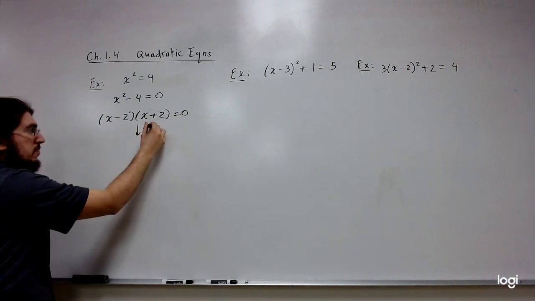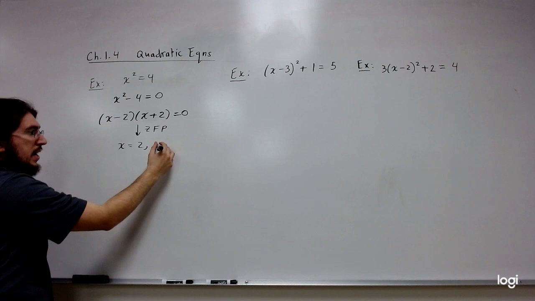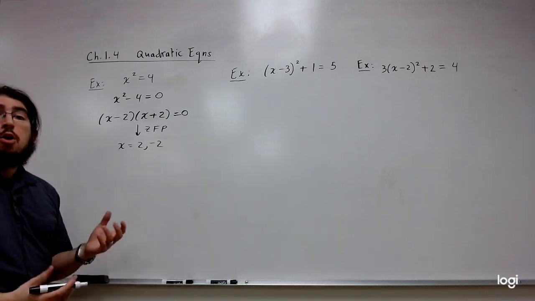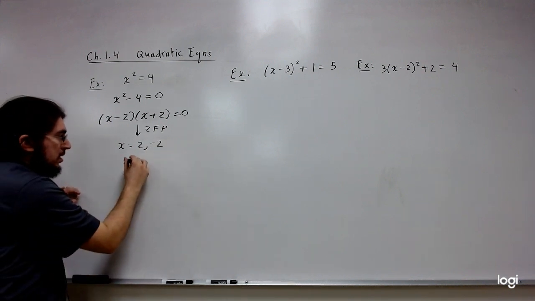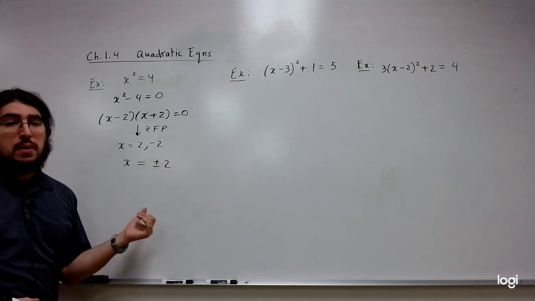Applying the zero factor property, either x is equal to positive 2 from this factor or negative 2 from this factor. Altogether, we can use this new notation, plus or minus. So we can say x is equal to plus or minus 2.